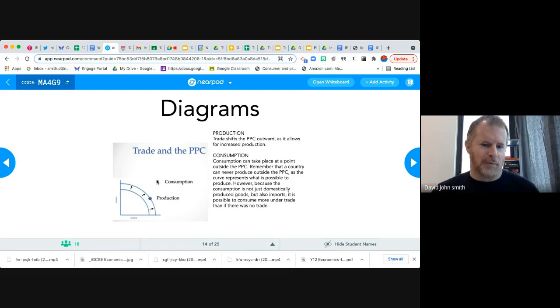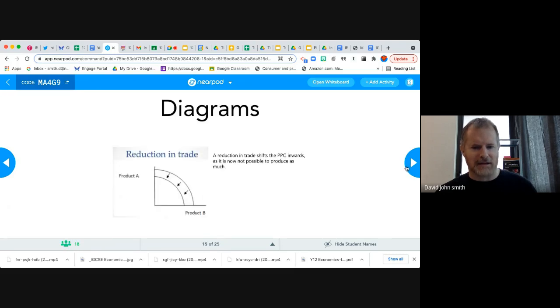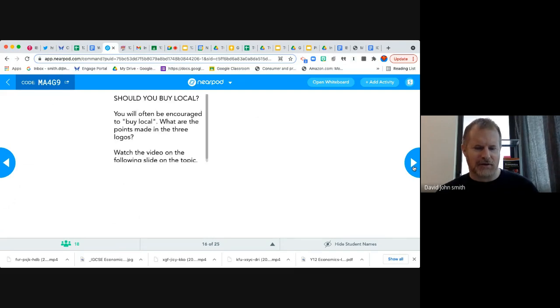Therefore, because of trade, we're going to be able to consume beyond our PPC, beyond what is possible to produce for ourselves domestically. In the past, we used to draw what's called a consumption possibility curve, illustrating the idea that we're able to consume beyond the PPC. That's quite a complicated diagram, but one we should be okay with. Obviously, if we reduce trade, then the PPC curve shifts inwards. I'm trying to remember if that's all.